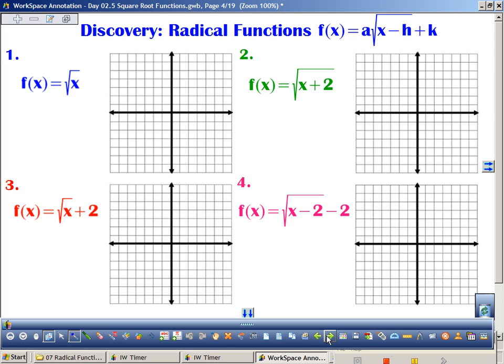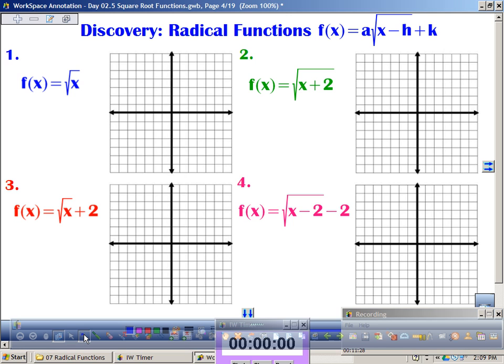Okay, so go on Desmos, and I want you to graph f of x equals square root of x, f of x equals square root of the quantity x plus 2, and f of x equals square root of x plus 2. You see the difference between those? This one is the quantity of x plus 2, this one's the quantity of x minus 2, minus 2. Look at those relationships. Talk amongst yourselves if you want. I'm going to give you 5 minutes to finish that.